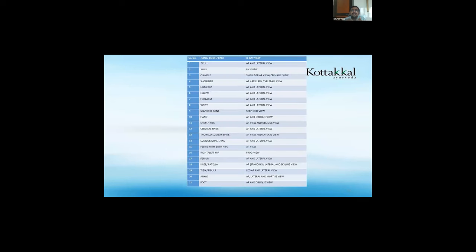And what are the common X-rays that we have to send? For skull, we have to send PNS view, and for clavicle, shoulder, AP and cephalic view. Shoulder AP and axillary views are commonly used. For elbow, AP and lateral view. For wrist, especially for scaphoid bone, scaphoid view is important. And chest, AP and oblique view are commonly taken. For the foot, AP and oblique view are needed. And for ankle, AP, lateral and mortise view. These are the special views.